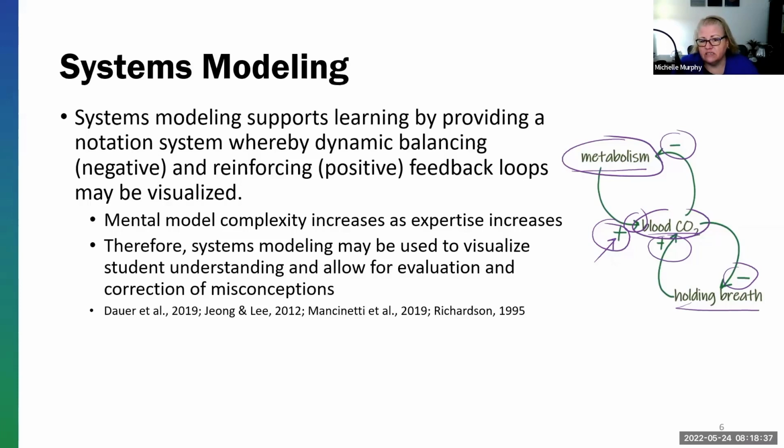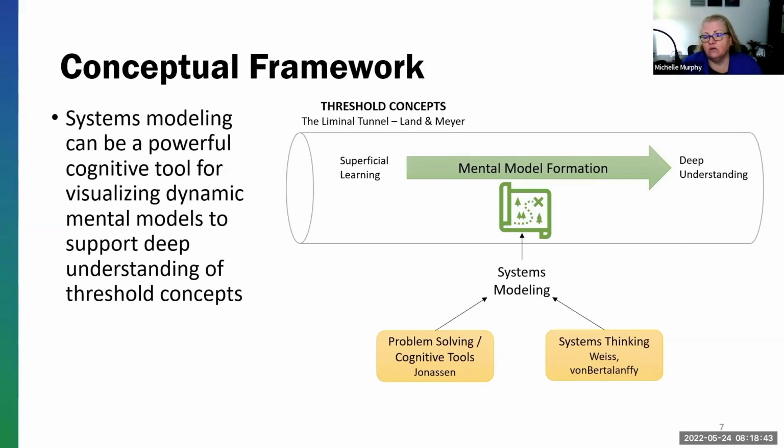Using those cognitive tools and the systems modeling can be a powerful way then of showing that mental model. I said earlier that to move from superficial learning to deep understanding, we need to assess the mental model. The mental model needs to gain complexity. In seeing that the mental model is accurate and complete and provides a good pathway or map for the student to increase their understanding, we can use systems modeling to evaluate that and visualize that. So I can see and the student can see their progress. This is based on the cognitive tool work by Jonassen and the systems thinking by Weiss and Bertalanffy. And if you want these references, if there's anything that you're curious on, I can certainly provide them. Just email me and I can send you the reference list if there's any particular that you want to look at.